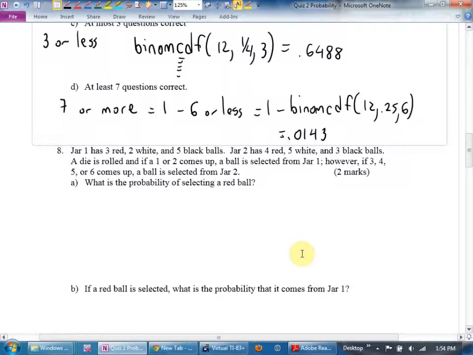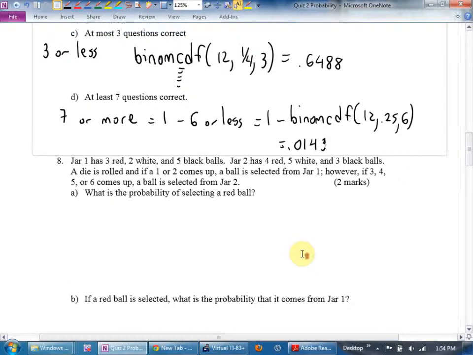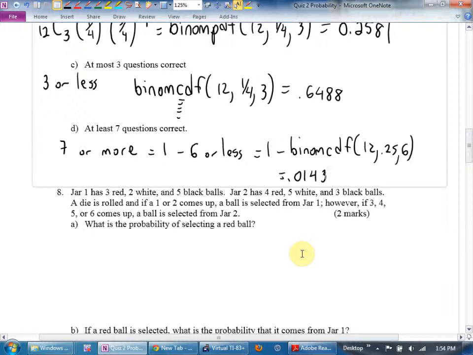It only works below. Okay, so at least 7. What does that include? 7 or 8 or 9? So how can I get, instead of 7 or 8 or 9 or 10 or 11 or 12, which I could do individually, what's the opposite of at least 7? 6 or less. So I'm using the complement. I'm saying if I want to find 7 or more, take 100% minus 6 or less, because whatever's left over should be 7 or more. And how do I do 6 or less?